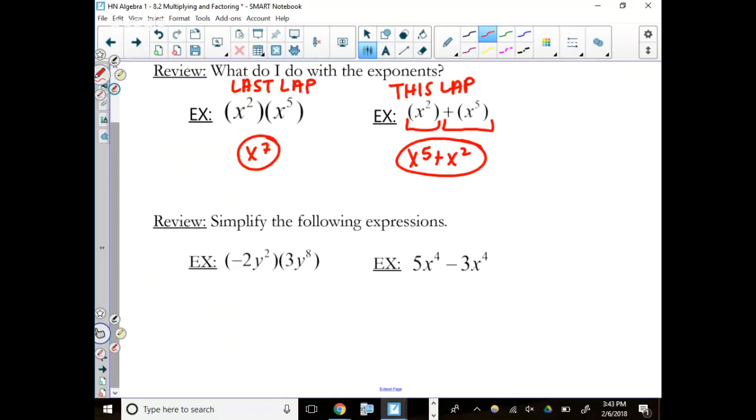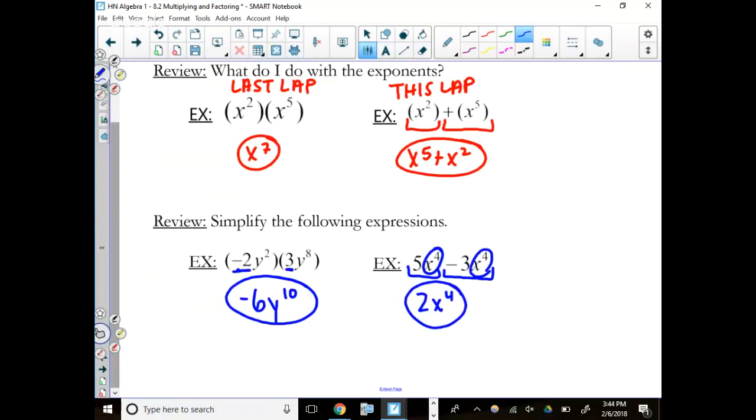I would take a moment, see if you can simplify each of these. So again, with the first one, you're going to multiply the coefficients. Again, vocab word from 8.1: the numbers in front of the variable. Negative 6y, you're going to add the exponents to the 10. And then for this next example, this has two terms because there's adding and subtracting here. They are like terms, so we can combine them. So 5 minus 3 would give us 2x to the fourth, and you do not touch the exponents.